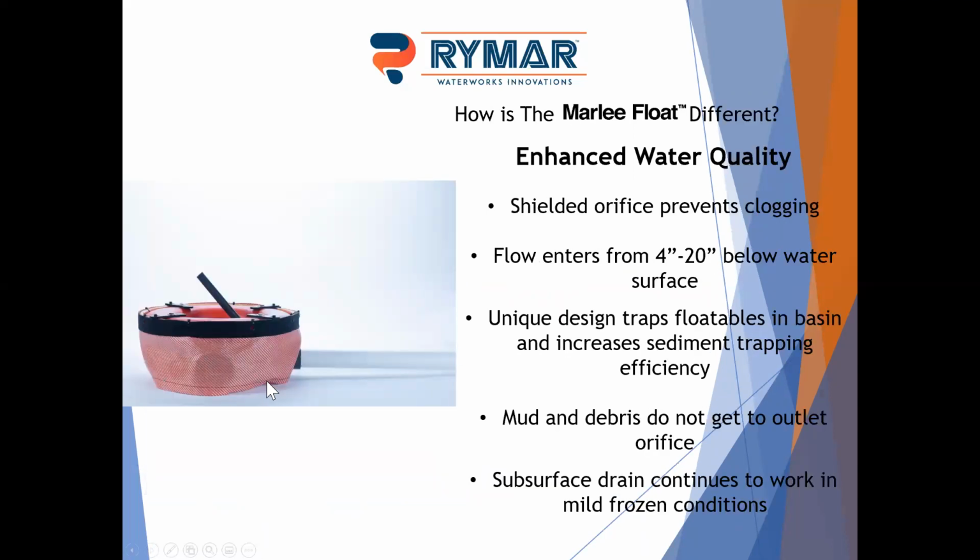Again, we have a shielded orifice, so we have this kind of debris guard or skirt around the outside. The water is intended to come below this. When the skimmer's sitting on the bottom of the basin, water can go through or seep under, but this is really not intended for flow through it as much as flow under it, so that we trap anything on the surface. It will continue to work in what I'll say mild frozen conditions. You probably have to have 4 to 6 inches of ice to really affect it.